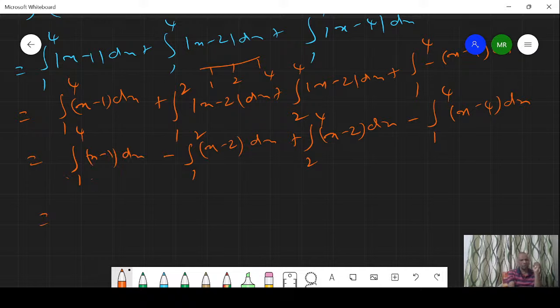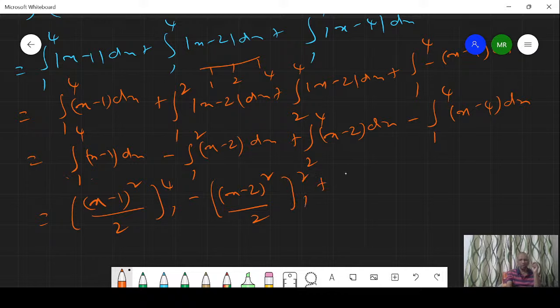Now you see, let it be x minus 1. So I can write directly now x minus 1 whole square by 2, derivative of x minus 1 only, limits 1 to 4. So this way also you can do. Minus, let x minus 2 be one function, now you can write x minus 2 whole square by 2, limits 1 to 2. This one x minus 2 whole square by 2, limits 2 to 4. I hope you understood.